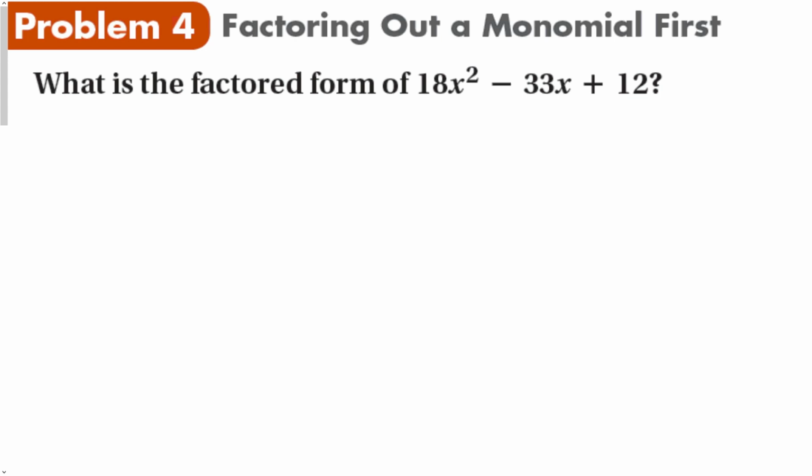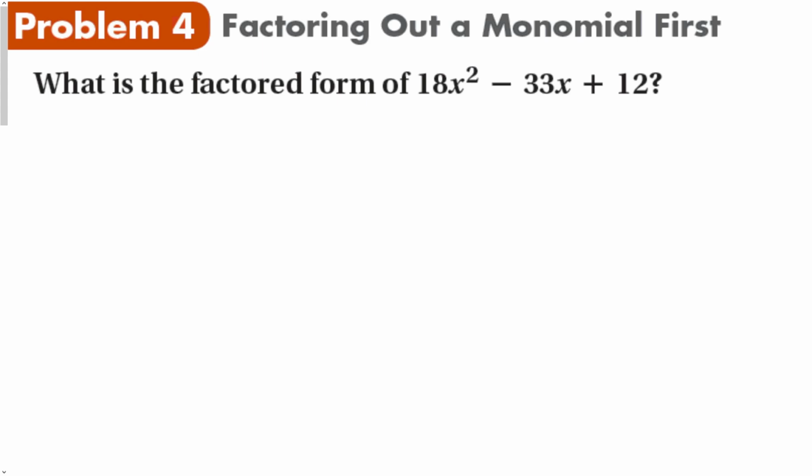Okay, so to factor a polynomial completely. First, factor out the GCF of the polynomial's terms. Then factor the remaining polynomial until it is written as the product of polynomials that cannot be factored further. So what does that mean? It means it has a common factor. Take out the common factor first. Make the problem easier. Like this problem right here, 18x squared minus 33x plus 12.